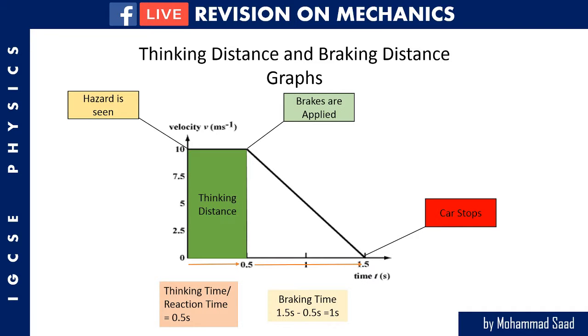Then you have thinking distance. How can you calculate it? As we all know, the area under the graph of a velocity-time graph gives us the distance. If you want to calculate the thinking distance, you need to find this area up to the thinking time, 0.5 seconds. And if you want to find the braking distance, you need to consider this area and calculate it.